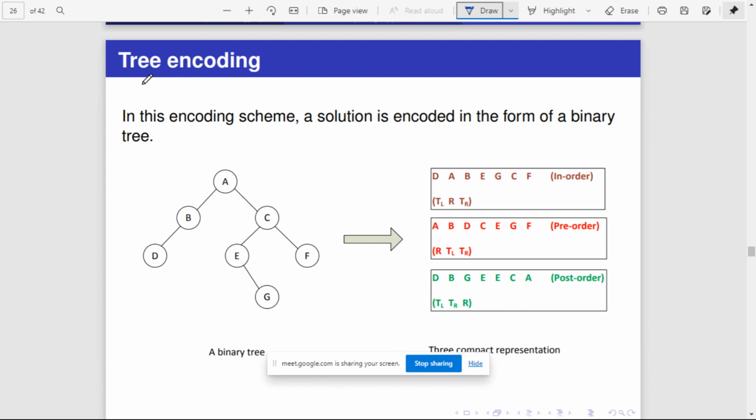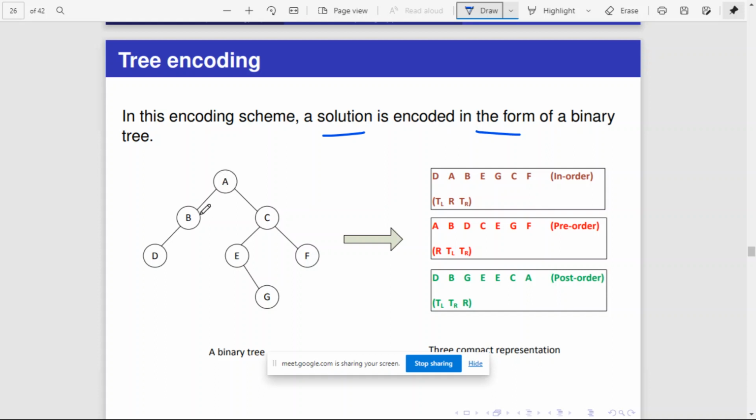Right. The next is tree encoding. In a tree encoding scheme, the initial population is nothing but the set of solutions. So the solutions are encoded in the form of a binary tree. In case of tree encoding, the solutions are represented in the form of a binary tree. Okay. So this is a binary tree. I think everybody knows, a binary tree is a tree which can have a maximum of 2 children. So here you can see there is no node with more than 2 children. Either there are nodes with less than 2 children or a maximum of 2 children.